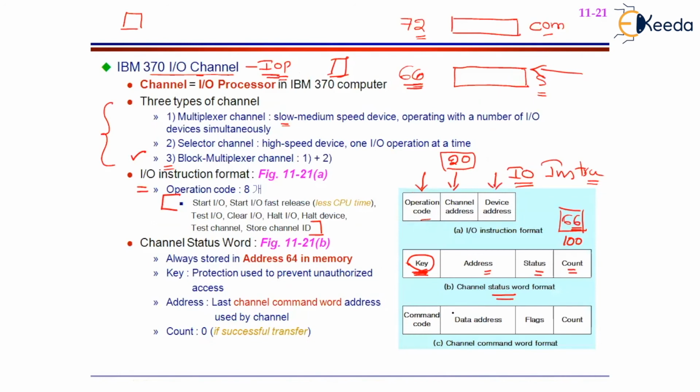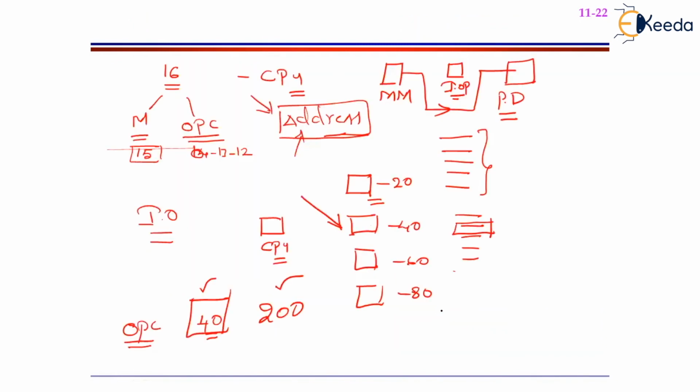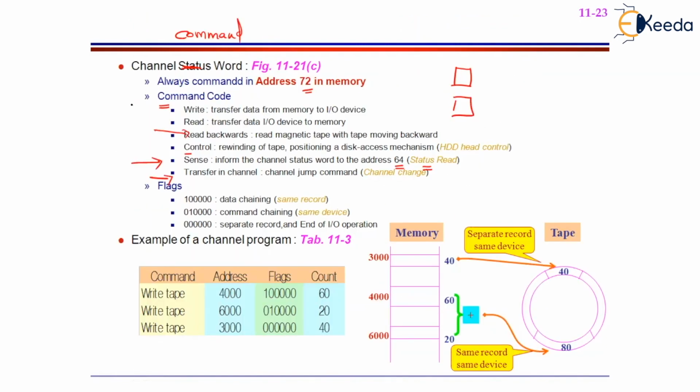Once again, the command word has these many fields. The first field is the command code. The second one is the data address. The third one is flags. And the fourth one is count. The command code can be any of these six commands.